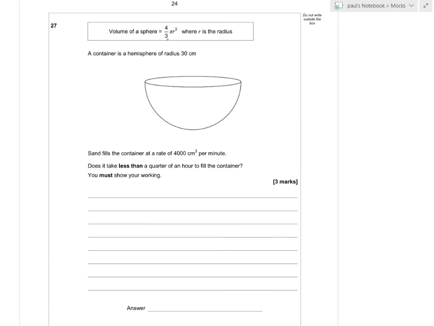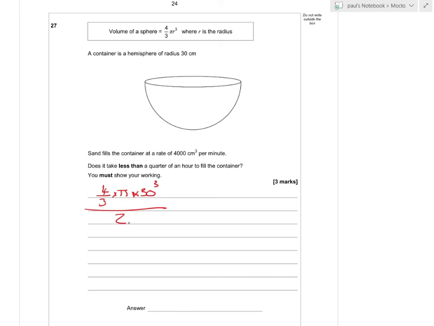Right. A volume of a sphere is 4/3 pi r cubed, where r is the radius. A container holds a hemisphere of 30 centimeters. Sand fills a container. Does it take less than a quarter? So let's work out the volume of this hemisphere. Remember, that's the volume of a sphere. So we got 4/3 times pi times r. R is the radius, is 30.